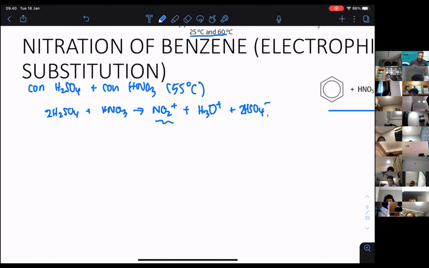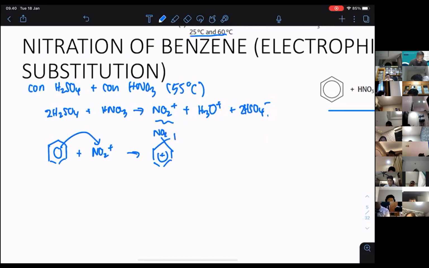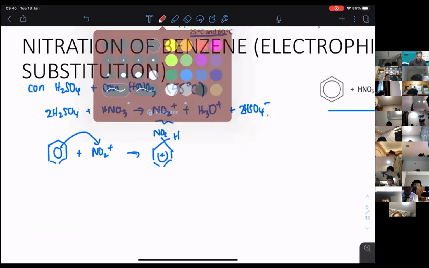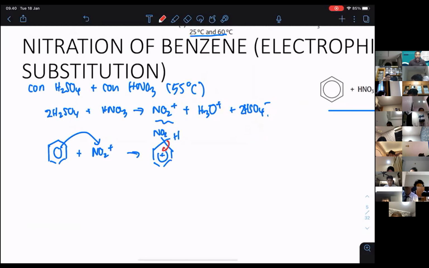Once you get that, you have the benzene over here, and you have the NO2 plus. I'll just quickly write for you. You will have this new bond NO2 and then H. Next one is going to happen. This one will come in, and you are going to get the nitrobenzene, and you can just leave the H plus just like that.